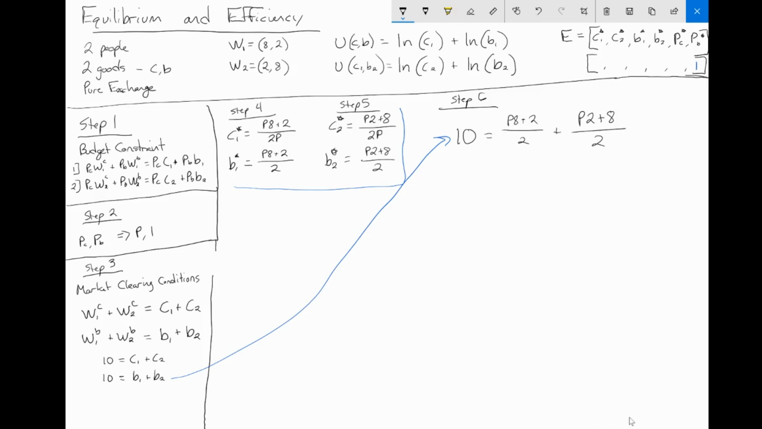Multiply the whole thing through by 2. It's 20 equals P8 plus 2 plus P2 plus 8. Solve that out: 20 equals 10 times P plus 10. Divide through by 10, and you'll get P plus 1 equals 2, so P equals 1. That is our optimal P. We've solved for P star. This is the price in the market.